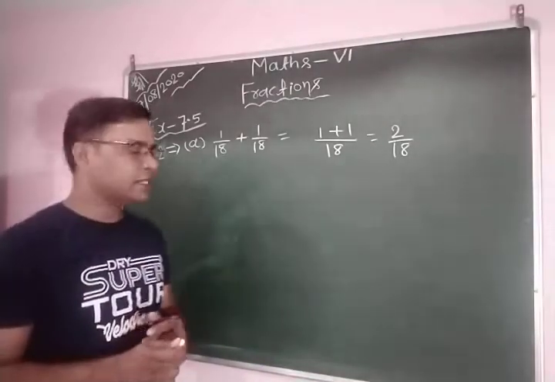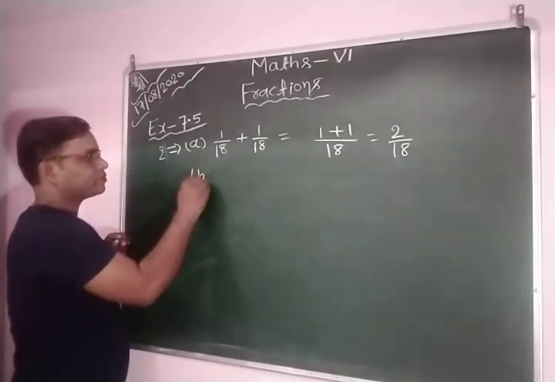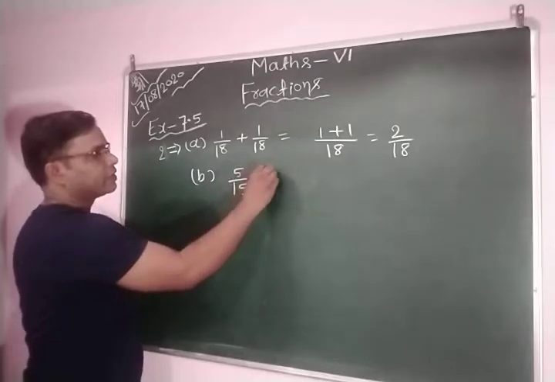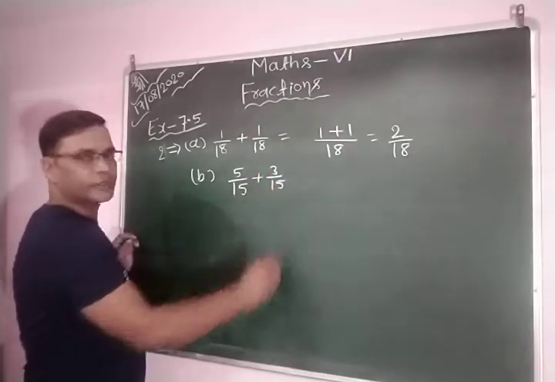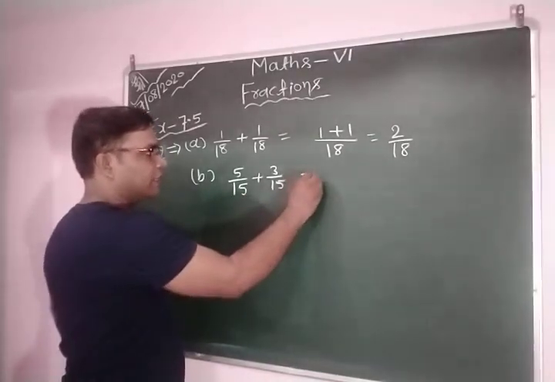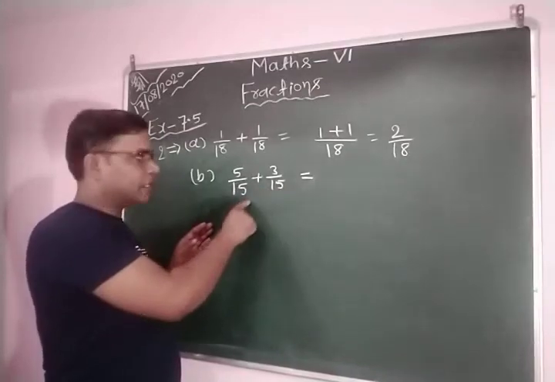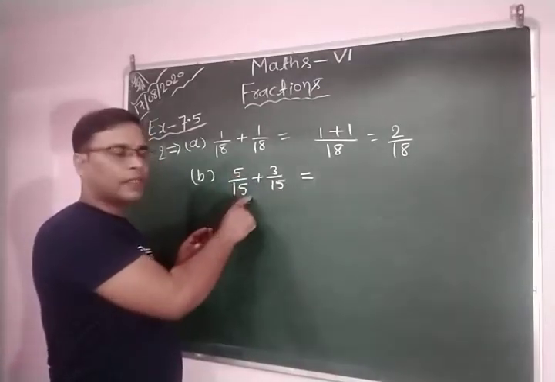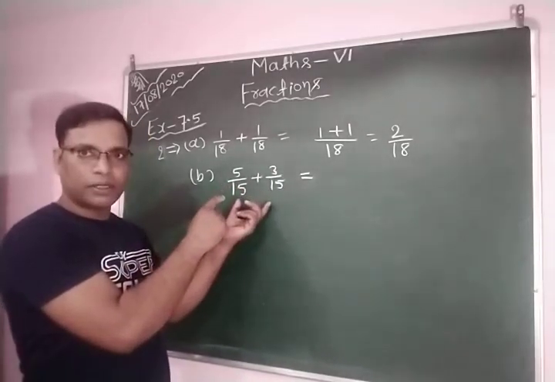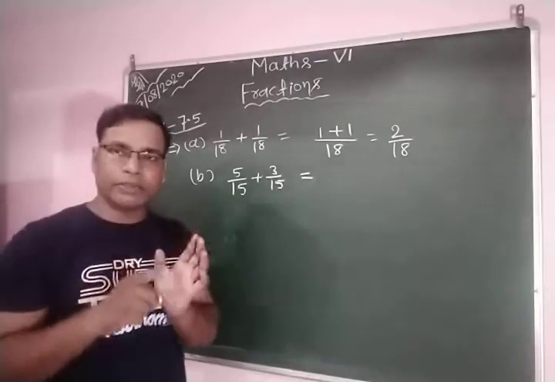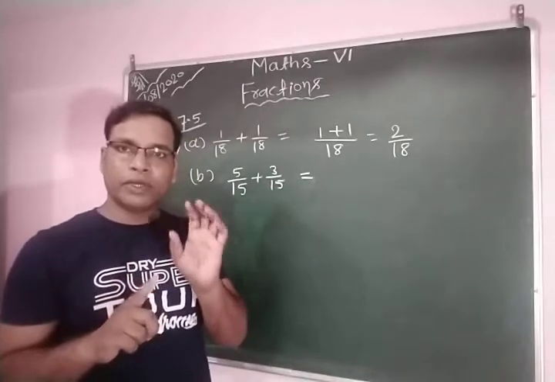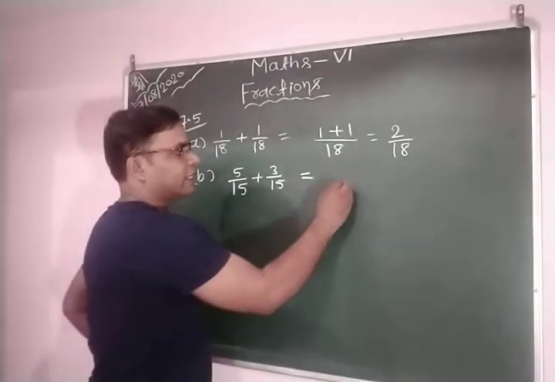5 by 15 plus 3 by 15, B part. Okay, so here you can also see the denominators of both fractions are the same. This is 5 by 15 plus 3 by 15. The denominator is the same in both fractions, so we add only the numerators. If the denominators are the same in each fraction, we add only the numerators. So you can write it like this.